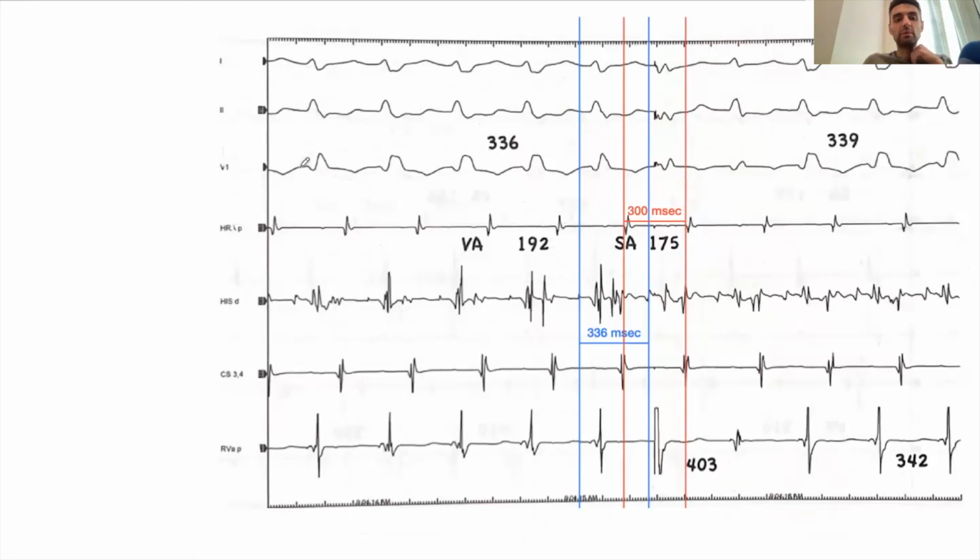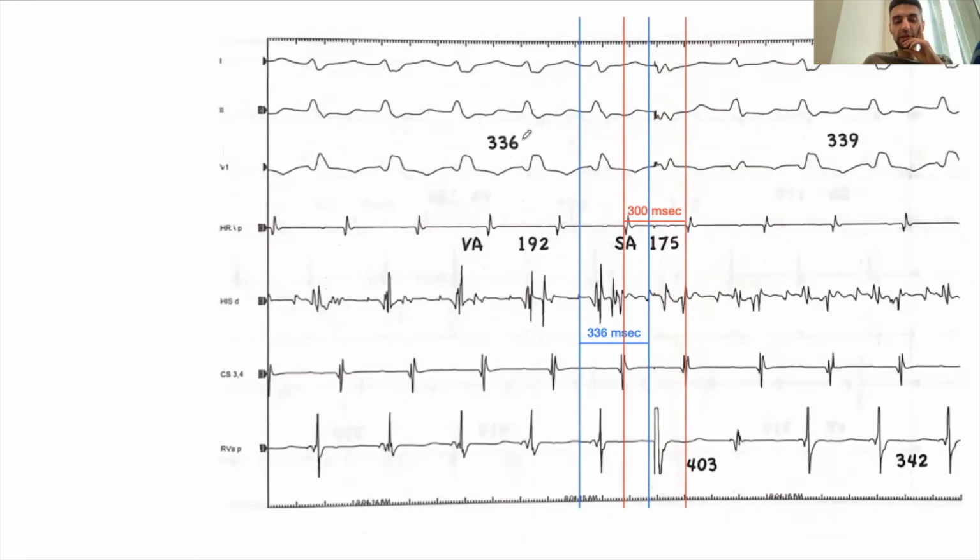So it's a right bundle branch block tachycardia, again longish RP. The P is beyond the QRS, more than 70 milliseconds. Earliest A is at the distal His.